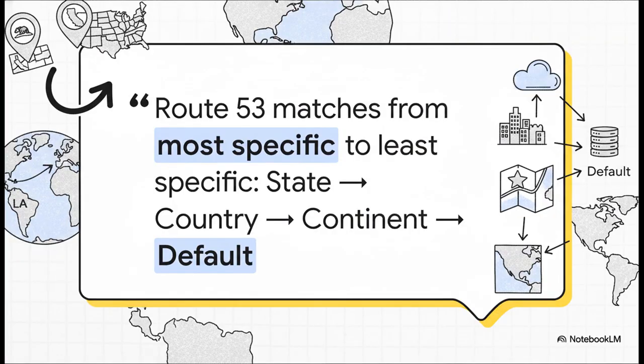This hierarchy right here, this is a classic exam question. You have to remember, the most specific rule always wins. So if you have one rule for California and another for the entire United States, a user in San Francisco is always going to trigger that California rule. State beats country. That's really the key to getting that fine-grained control.